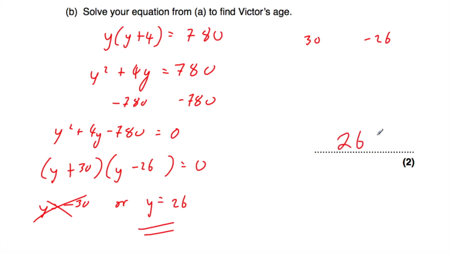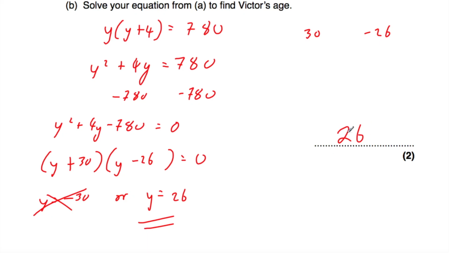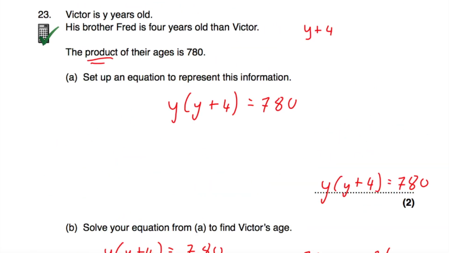So Victor is 26. Now the question asks us for Victor's age. If it did ask us for Fred's age, we would then add 4. So Fred must be equal to 30 years old. But this question just asks us Victor's age, so that's going to be 26. Okay, let's look at our next question, question number 24.